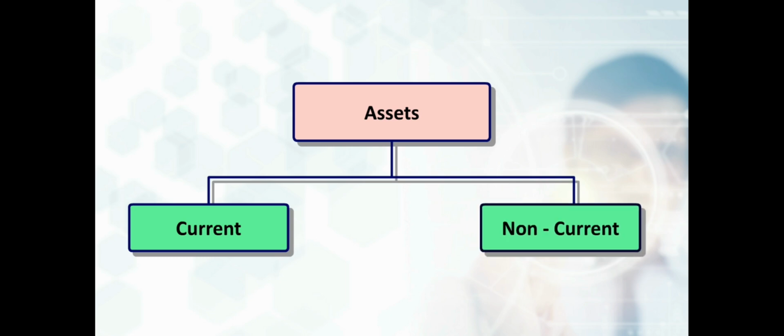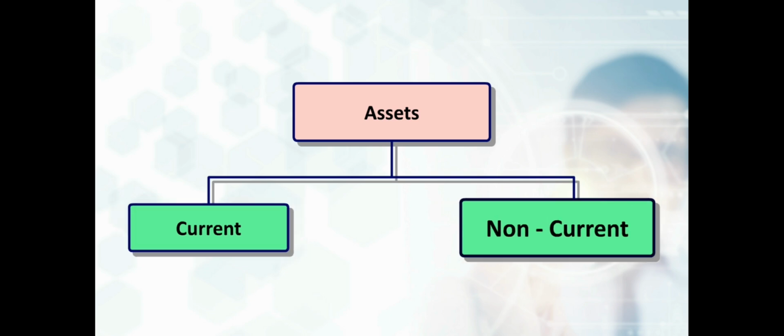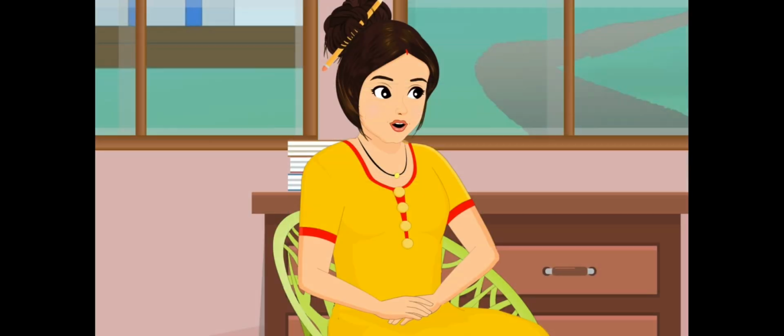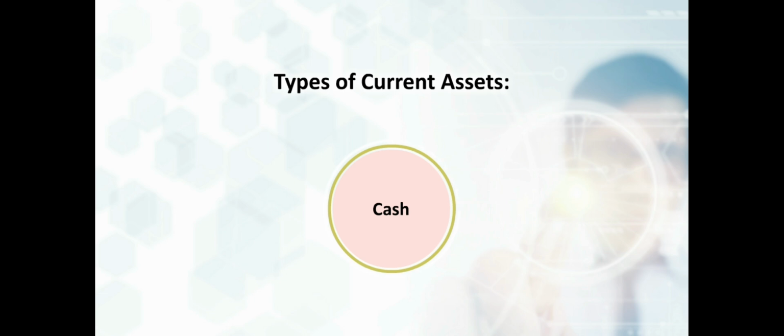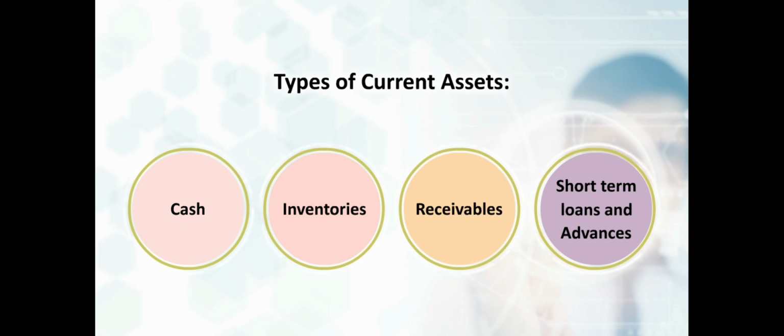Assets are classified as current and non-current assets. Current assets are those assets that are expected to be sold or converted to cash or consumed within 1 year. Non-current assets include plant, property and equipment, PPE, which typically last for more than 1 year. Let's discuss more about the different types of current assets. The common types of current assets are cash, inventories, receivables, and short-term loans and advances. Now, let's look at each of them.